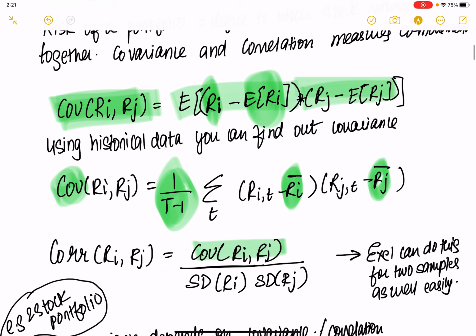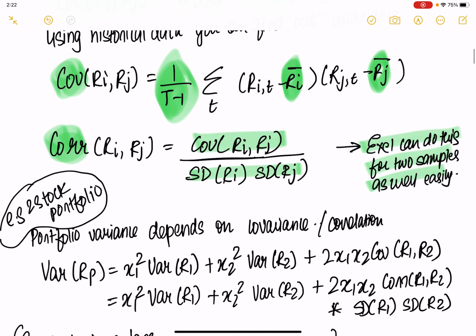With covariance and standard deviation, you can get correlation. Again, you don't need to do all of this. You don't need to understand all of this math, but you can do this all in Excel in a very quick way that I shared at the very start of the video.